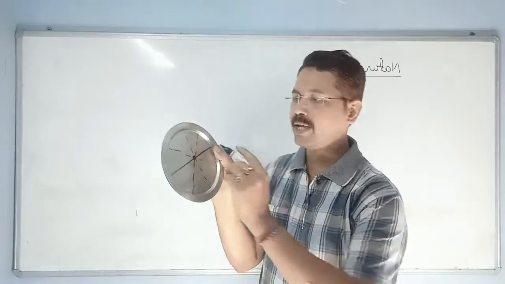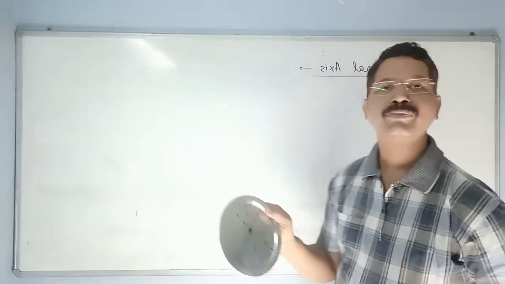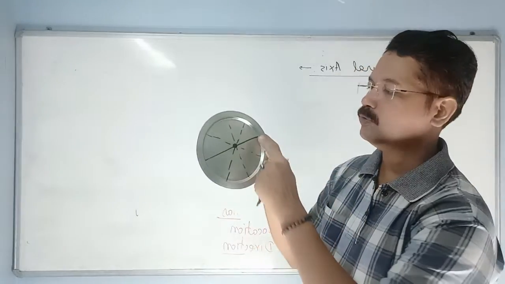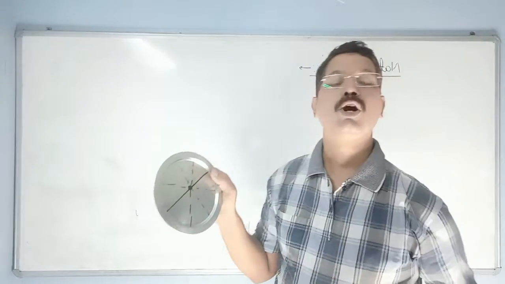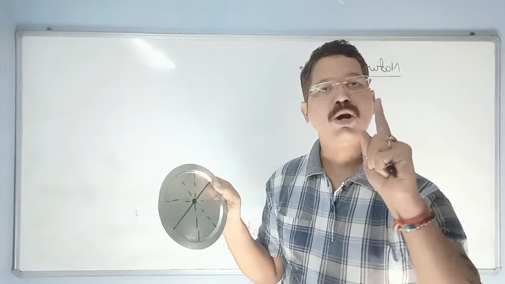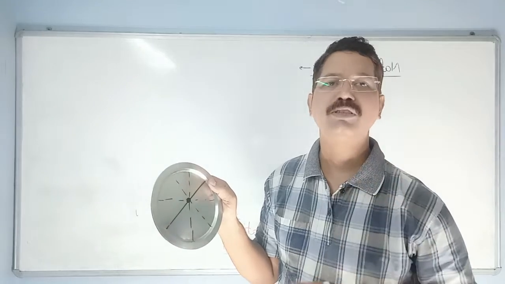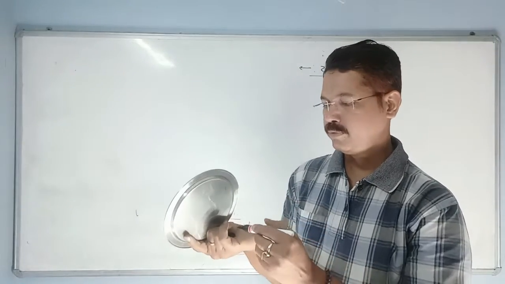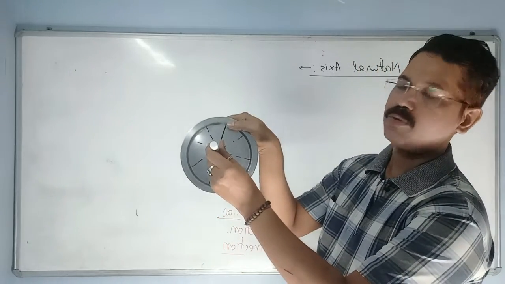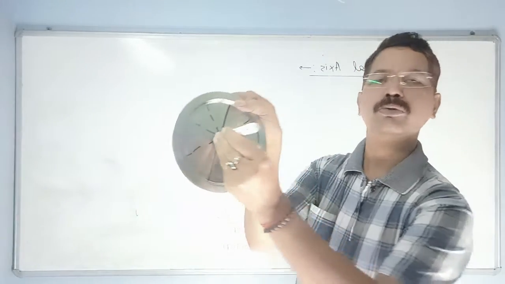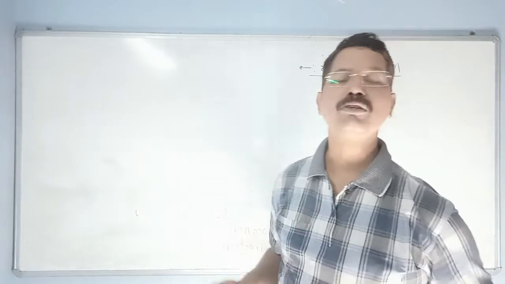So what is that axis called? That axis is called the natural axis. Here I draw one natural axis, second, third, fourth. All these are passing through a common point, and that is the center of mass of the rotation. This is the axis around you, and that point is the center of mass.